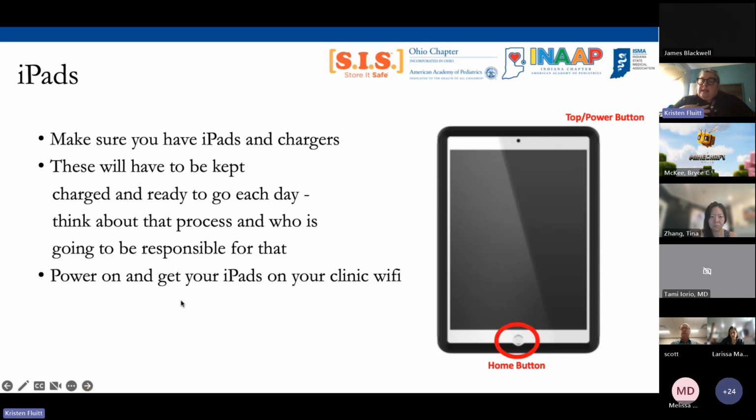So the iPads, again, you should have them in hand. If you don't, please let me know that. Send me an email. And then you should also have your charger. So one of the first things to think about, you probably go through this with your own iPads at home, is they do have to be kept charged and ready to go each day. So think about even that, where you're going to store them, who's going to be responsible for making sure they're plugged up overnight and charged and kind of ready to go.